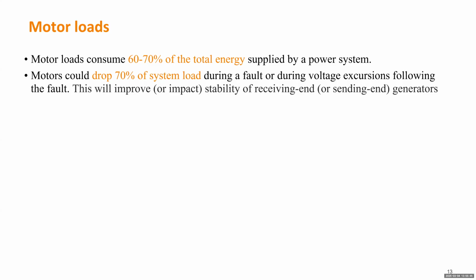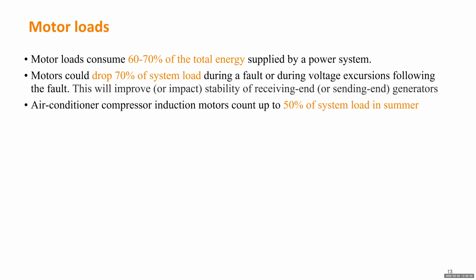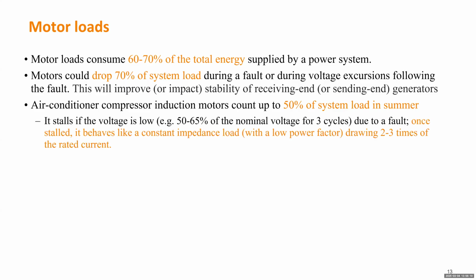So their impact to the system will depend on where they are. If they're at the receiving end, they can benefit the stability. But if they're at the sending end, they can make the stability worse, because they will change the net load, the net generation in the area where they are located. Air conditioners, compressors, induction motors, they count up to 50% of system load in summer, especially in hot areas.